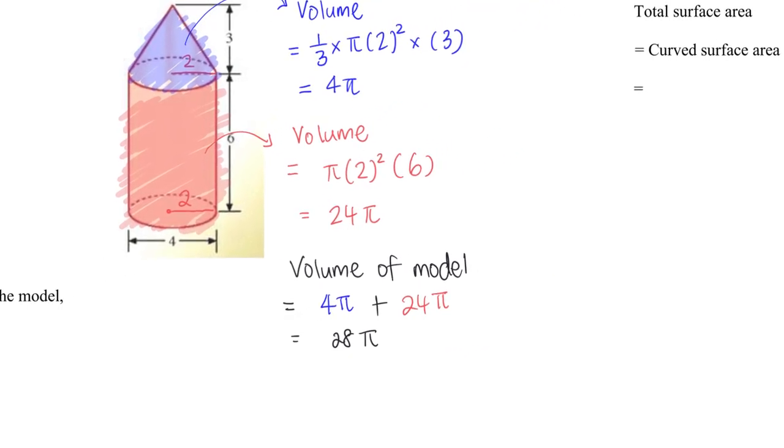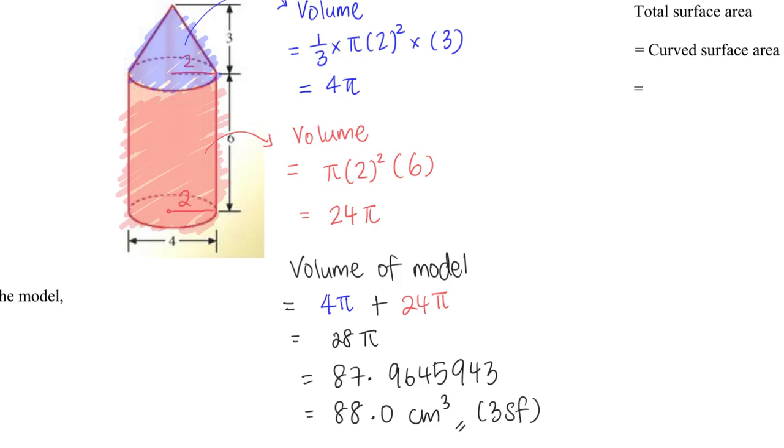and 28 pi will translate to 87.9645943, which is 88.0 cm cube when I round off to 3 SF.